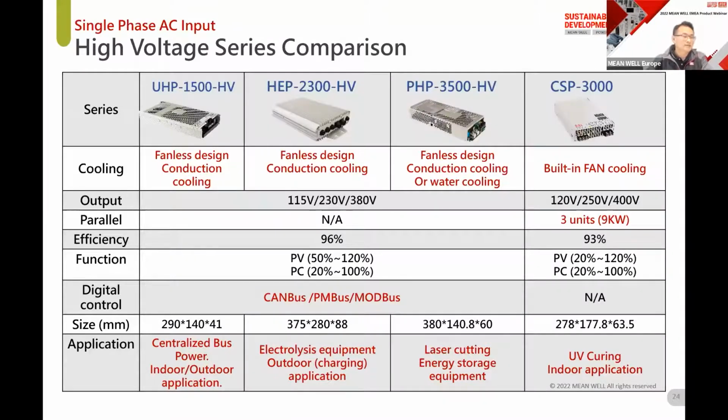If the application is single phase and needs a high output voltage from the power supply, we have these models for the solution. If the customer needs high power with parallel function, then CSP 3000 would be a great choice. If you prefer digital control, then UHP, HEP, and PHP could be the options. For outdoor or harsh environments, the HEP is the best one to have.